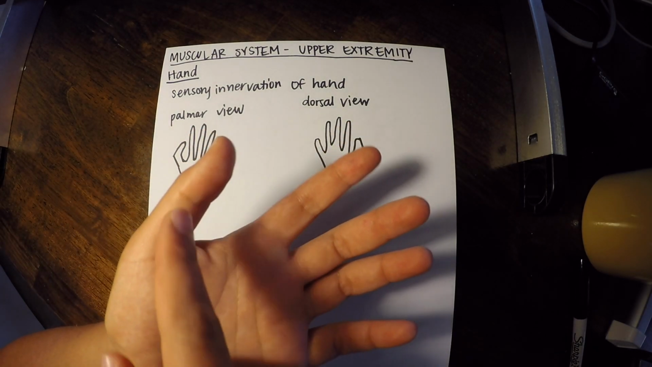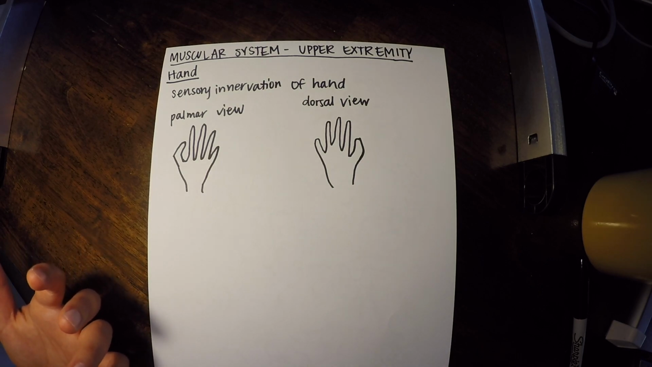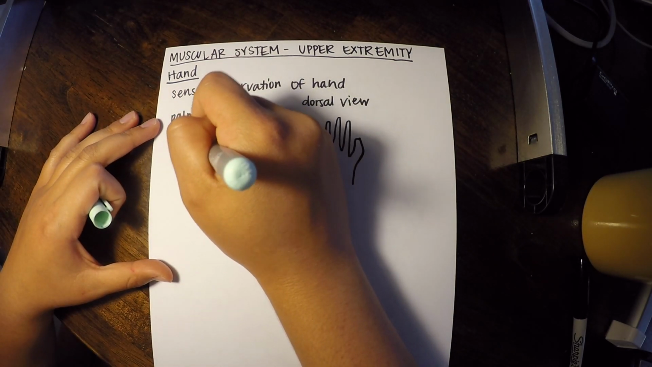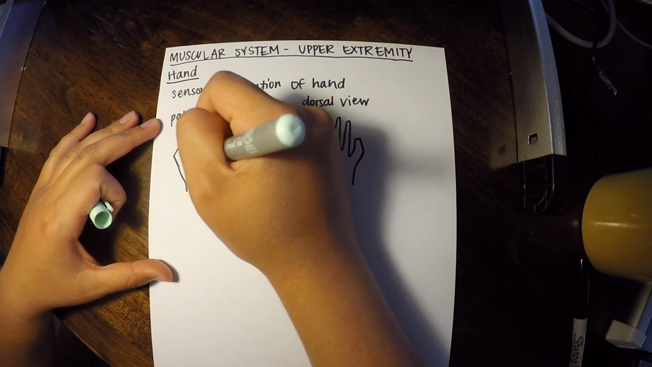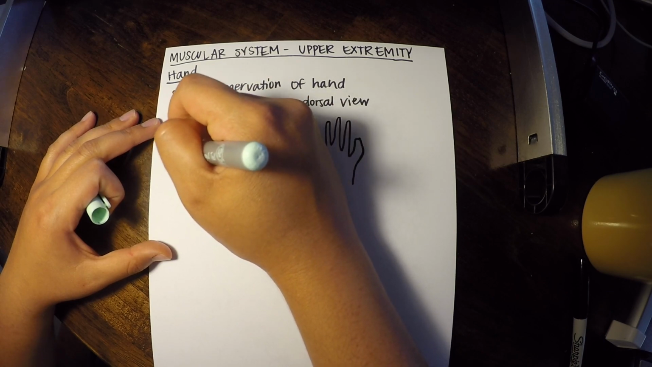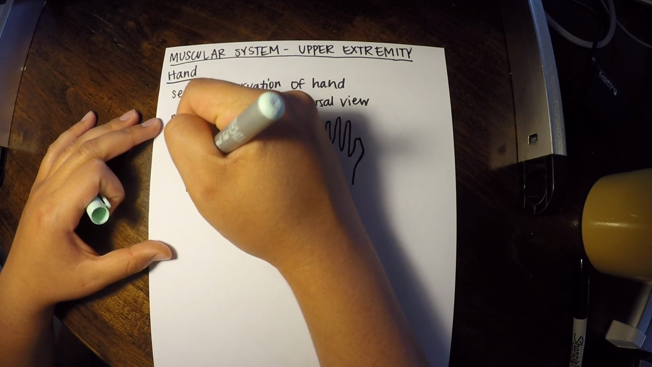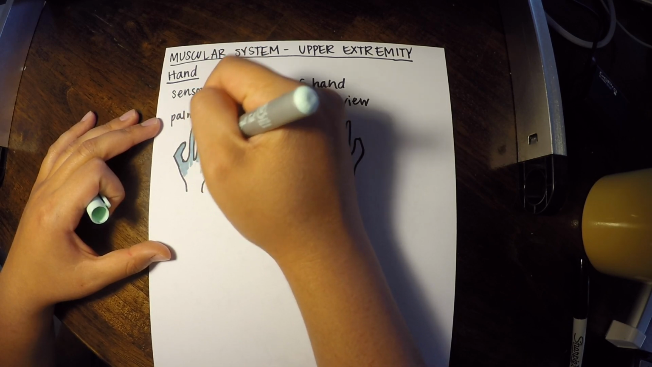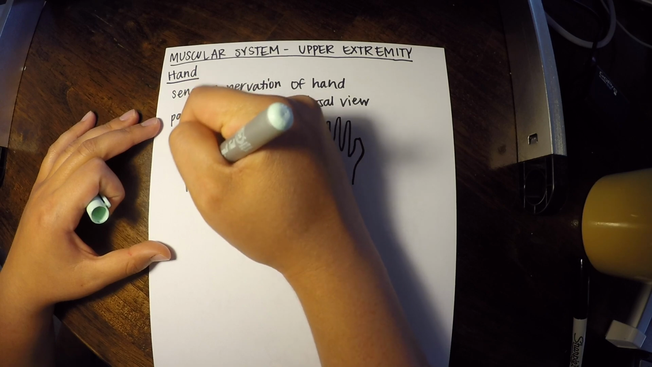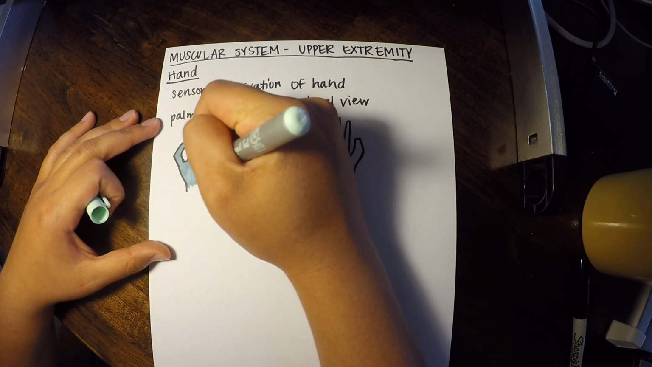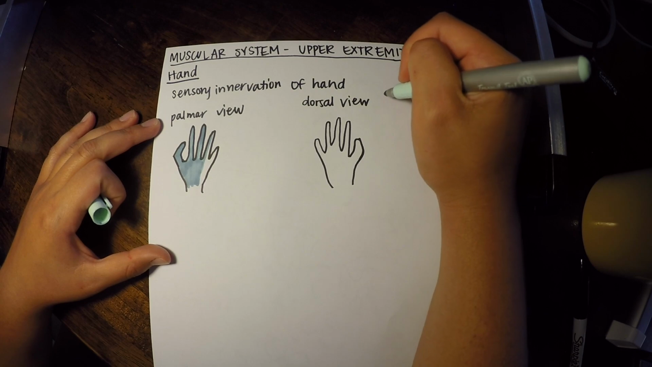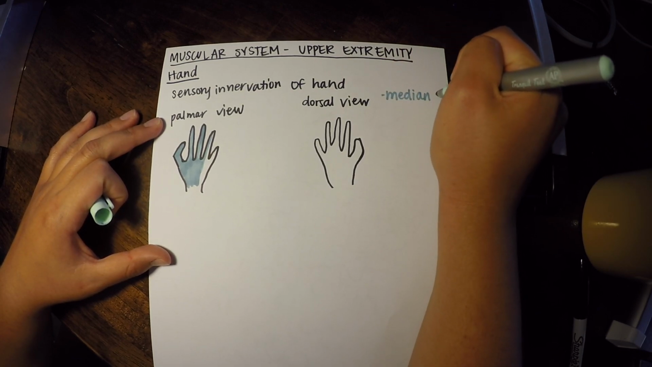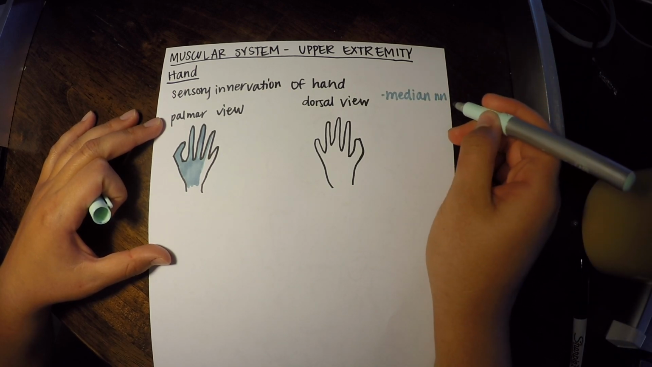As I mentioned, the palmar surface of the hand is going to be innervated by our median nerve. So let's color that in. And the median nerve is actually going to get most of this palmar surface of the hand, but it's only going to go up until half of the fourth finger. So that is median nerve. And remember, NN is the abbreviation for nerve.